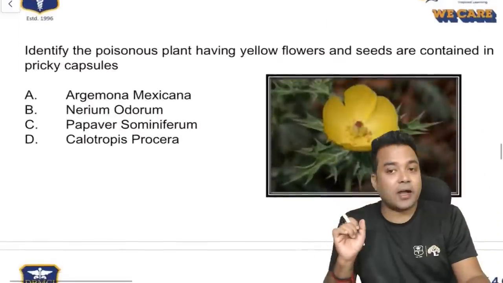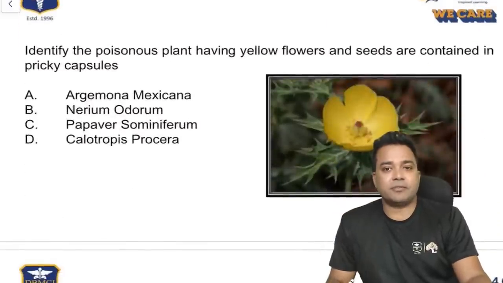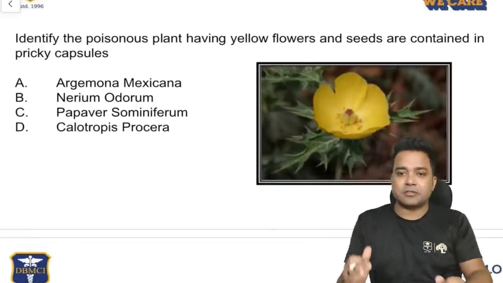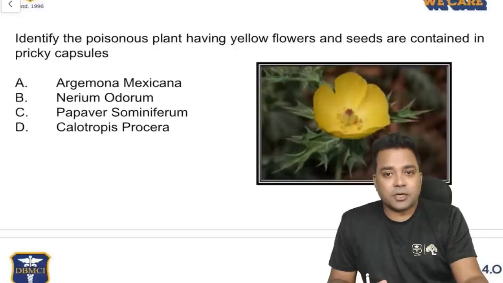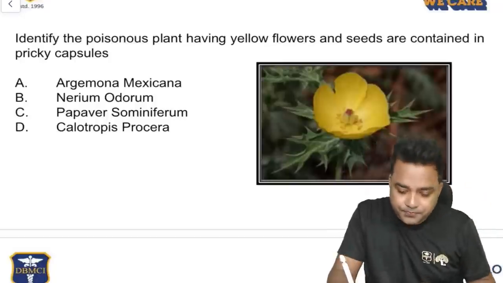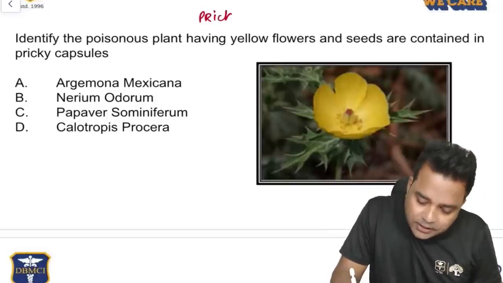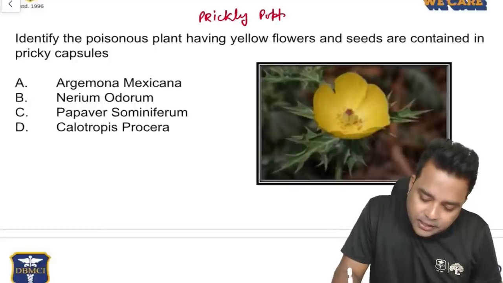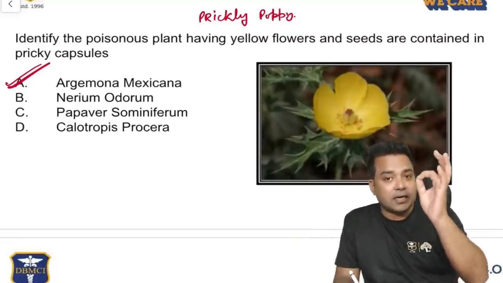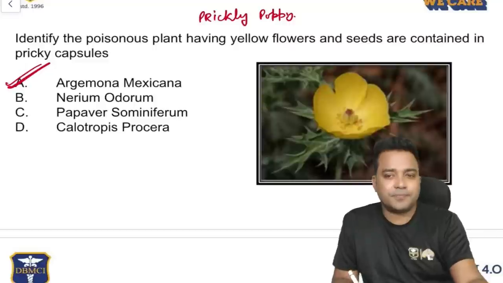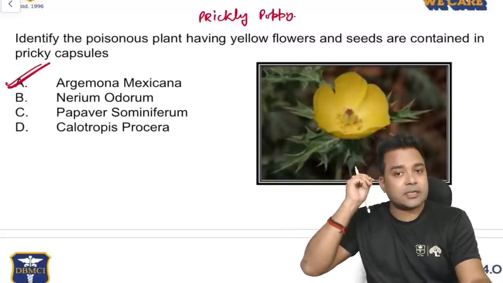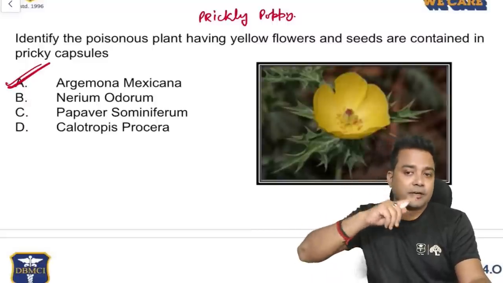Answer this one, asked in one of the recent INICET exams itself. They are very fond of asking poisonous plants as image based questions. Identify the poisonous plant having yellow flowers and seeds which are contained in prickly capsules. This is also called prickly poppy, and the scientific name of prickly poppy is Argemone mexicana. The seeds of Argemone mexicana resemble mustard seeds in appearance, and that is why they are used to adulterate mustard seeds.